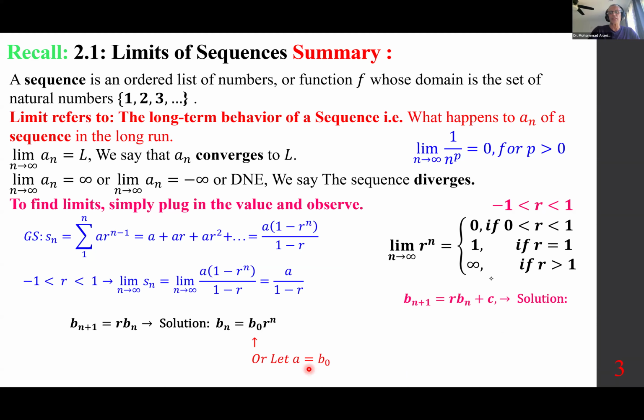For medication, we add a constant, and it gives us the formula b sub n equals b sub 0 r to the power of n plus c times 1 minus r to the power of n over 1 minus r. And dealing with the patients, almost always b sub 0 or a is 0.